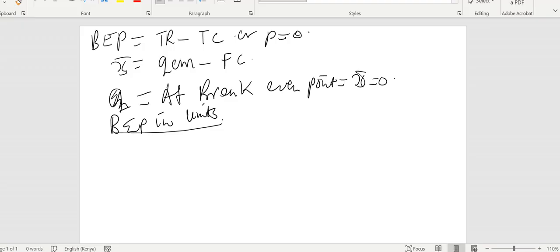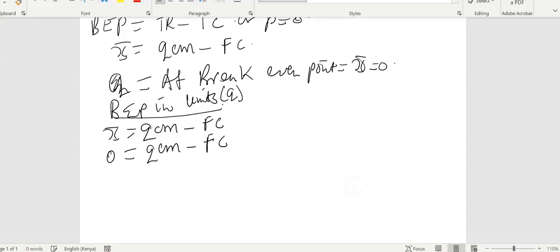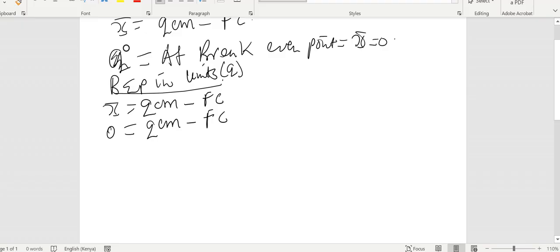If you are asked to get the break-even point in units, you know that profit is equal to Q times CM minus fixed cost. Then I put my 0 here because break-even point is a point at which profit is equal to 0. They want me to get Q because they are asking break-even point in units, which is Q here. So 0 equals Q CM minus fixed cost. I want Q.